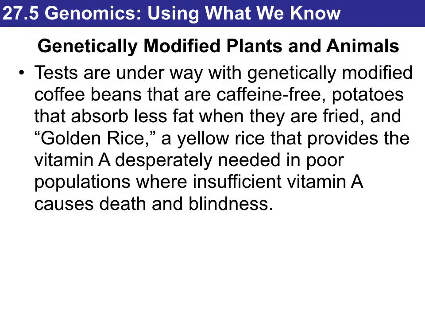Now, there are a lot of tests underway with GMOs: coffee beans that are caffeine-free, potatoes that absorb less fat when they are fried, and the famous golden rice, which provides vitamin A, needed especially in poor populations where there is a lot of death and blindness linked with insufficient vitamin A. So those are positive aspects.